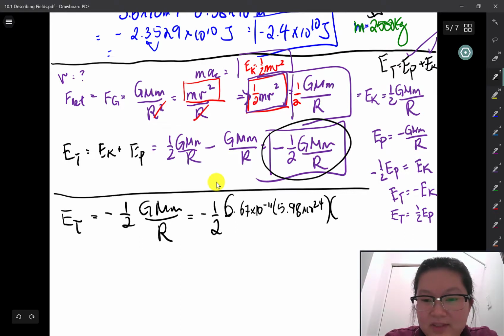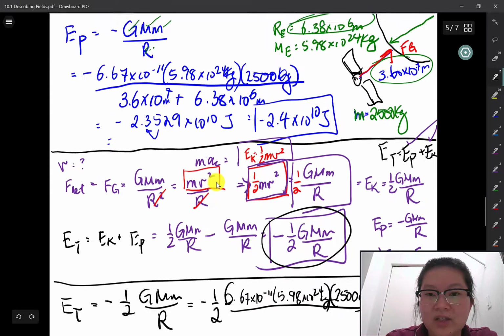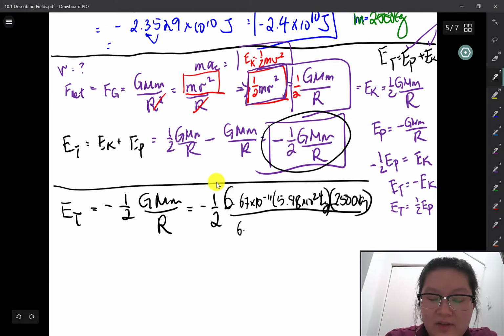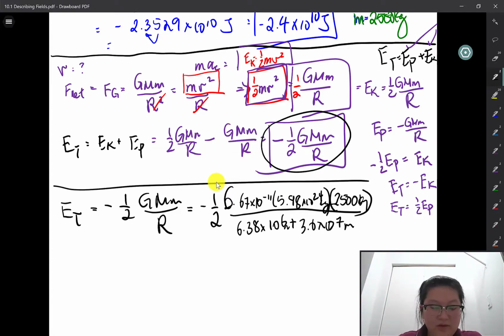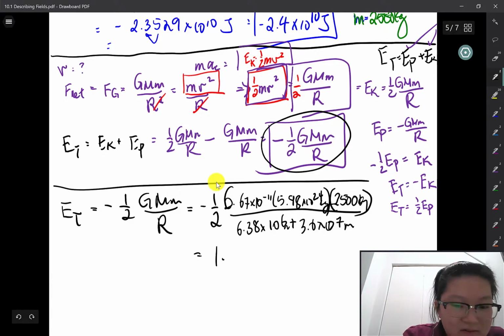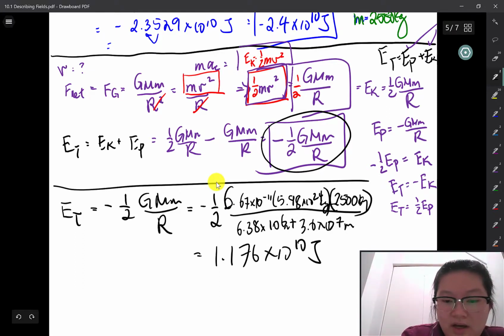The mass of the satellite is 2,500. Distance of separation is the sum of the radius of the Earth plus the altitude, which is 3.6 times 10 to the power of 7. All of these in meters. So let's put this in the calculator. I guess we can always check if I have any mistakes here. So I get 1.176 times 10 to the power of 10 joules. And rounded up, this is 1.2 times 10 to the power of 10 joules.